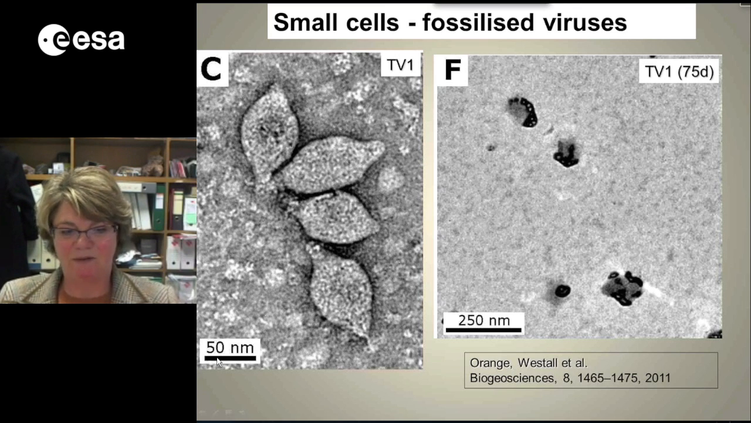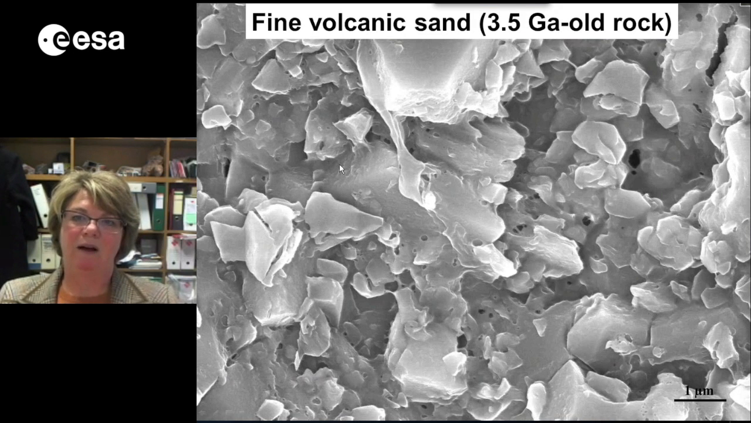Look at the size there, 50 nanometers. This is the fossilized version of this cell here. I would not be able to identify a fossil virus on the basis of this. Now, if we put it into the sedimentological context, here we have our 3.5 billion-year-old sediments, volcanic sediments, nicely preserved.